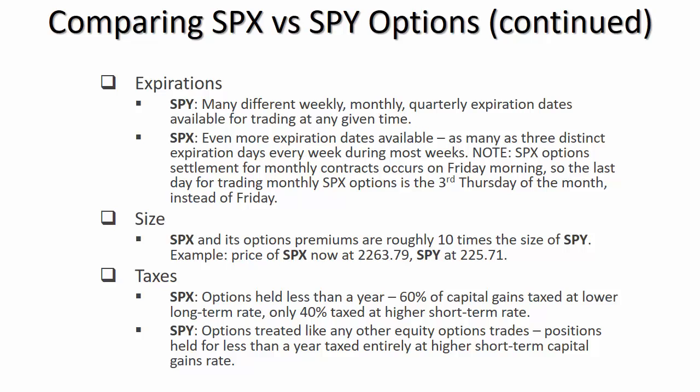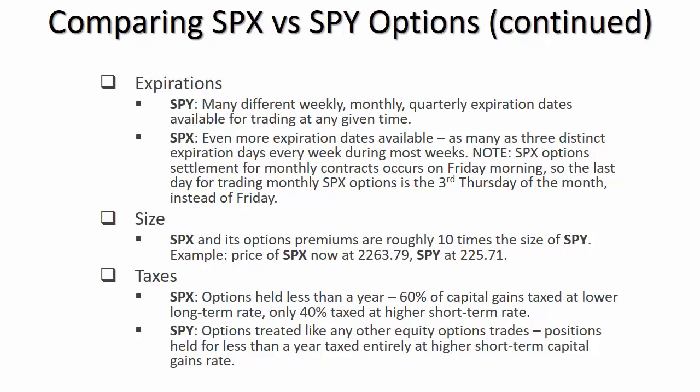Size. Perhaps the most obvious difference is the size or market value of both underlying instruments as well as their options contracts. The value of SPX and its options premiums are roughly 10 times that of SPY. To give a quick example, at the current time of this video, the price of SPX is now at 2263.79, while SPY is at 225.71.